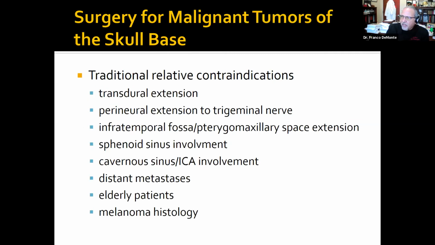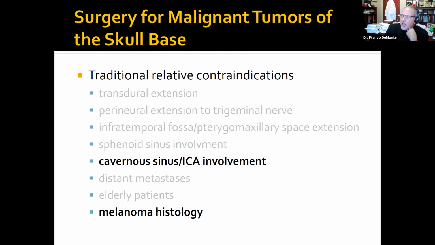So this is a list again of traditional relative contraindications. I think we have surpassed most of them. I think we have problems yet with high-grade malignancies involving the carotid artery, and we have problems with the melanoma histology. Hopefully, as we progress in our knowledge of management of these and of their biology, we'll overcome this last barrier that I see in our way.